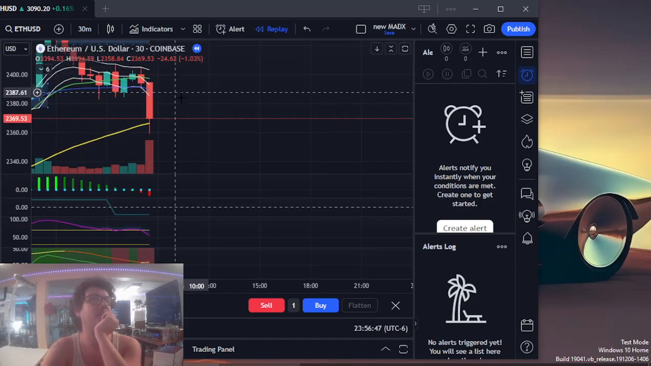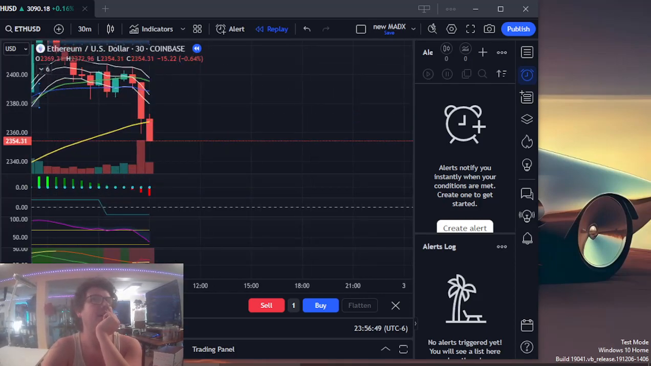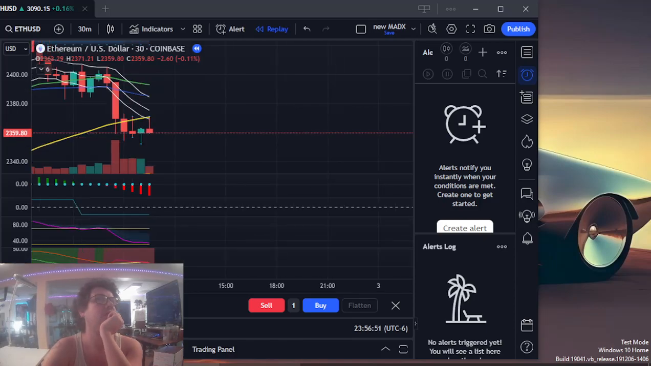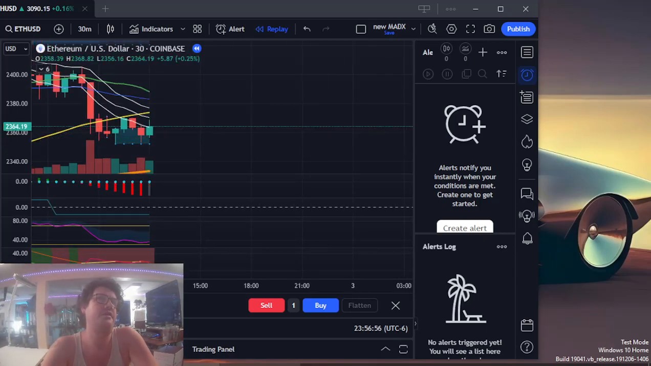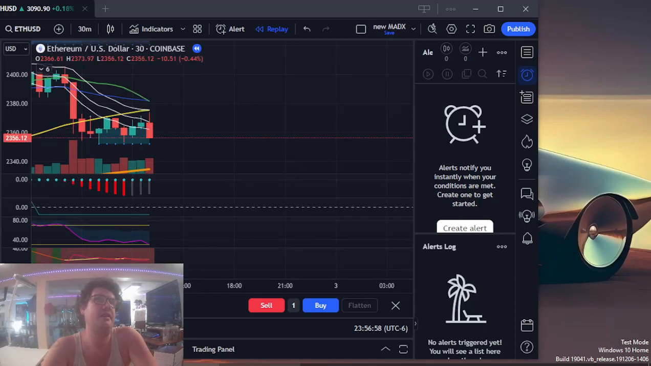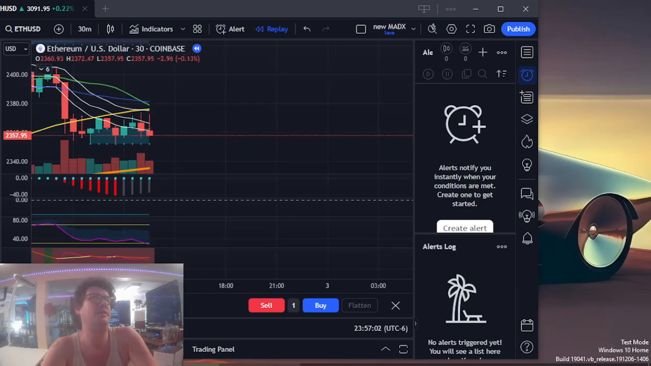See, if that had stayed below the yellow, it might have been nice. I think the yellow is the 20 moving average. It's been a minute since I looked at it. I think it's 20, 30, 100, and 200. The blue is the VWAP.